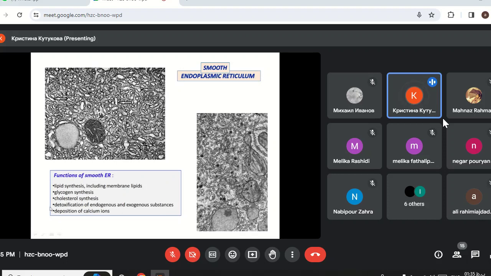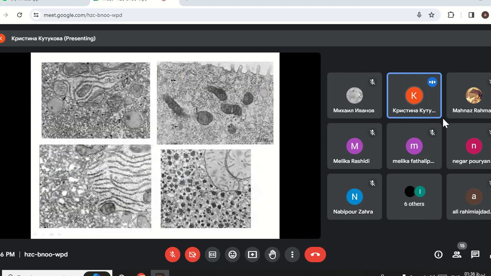Next function, detoxification of endogenous and exogenous substances. It means that some toxins are transformed into some non-toxic molecules inside the smooth endoplasmic reticulum. And finally, deposition of calcium ions. So calcium ions are stored also inside the smooth endoplasmic reticulum.